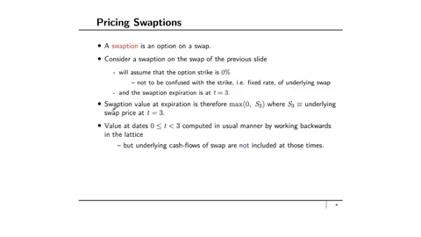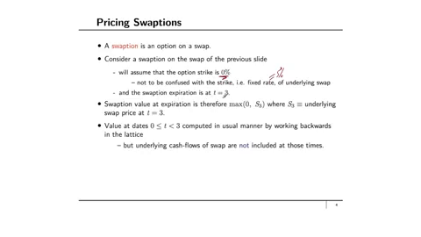We're going to assume that the option strike is 0%. This should not be confused with the fixed rate of the underlying swap. Remember, the fixed rate of the underlying swap was 5%. So we're going to assume that the option strike is 0% and that the swaption expiration is at t equals 3. In other words, the option on the swap expires at t equals 3.